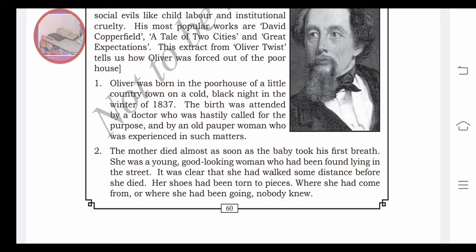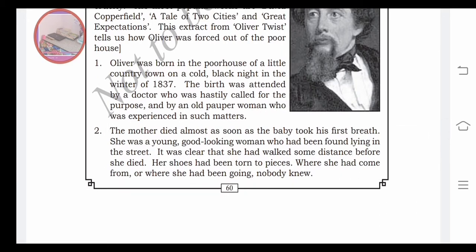So in this first stanza, I will say how bad and how sad it is. He was born in this situation. Now we'll get to know what happened at that time. When he was born, his mother died. The mother died almost as soon as the baby took his first breath. She was a young, good looking woman who had been found lying in the street. It was clear that she had walked some distance before she died. Her shoes had been torn to pieces. Where she had come from and where she had been going, nobody knew.